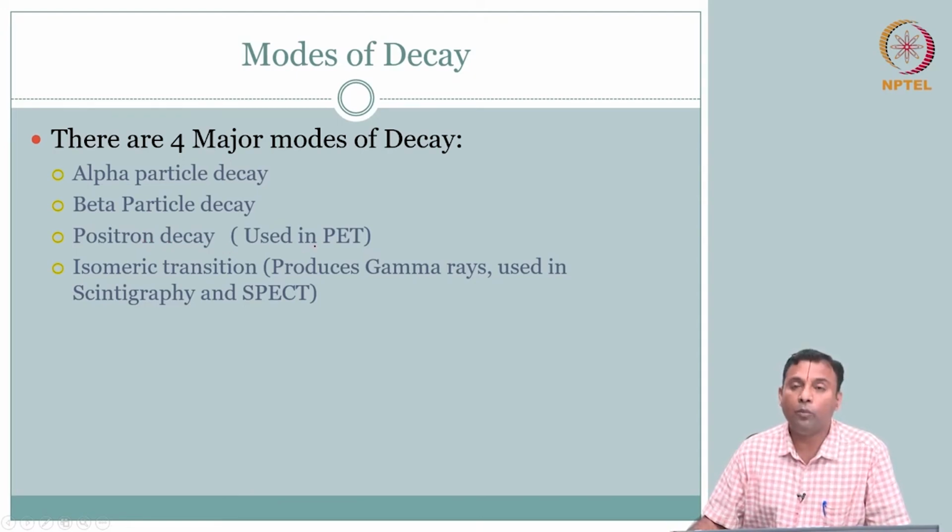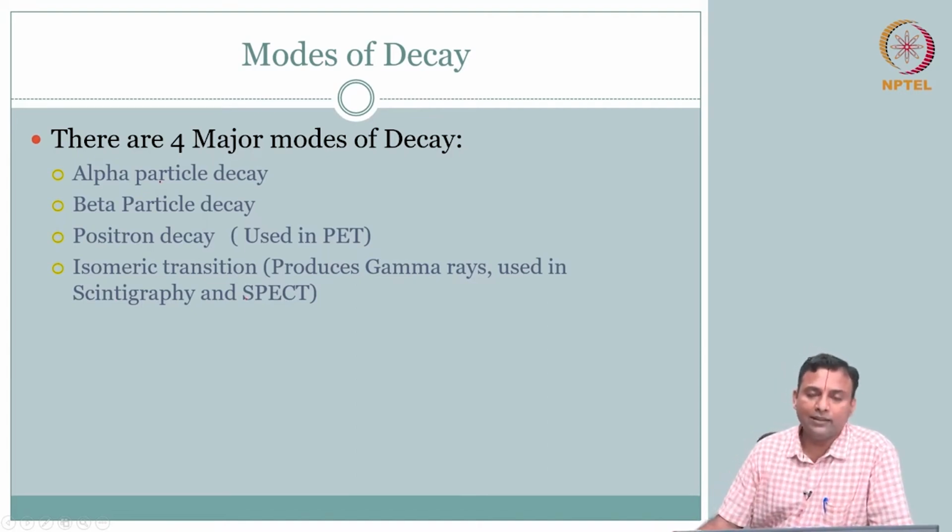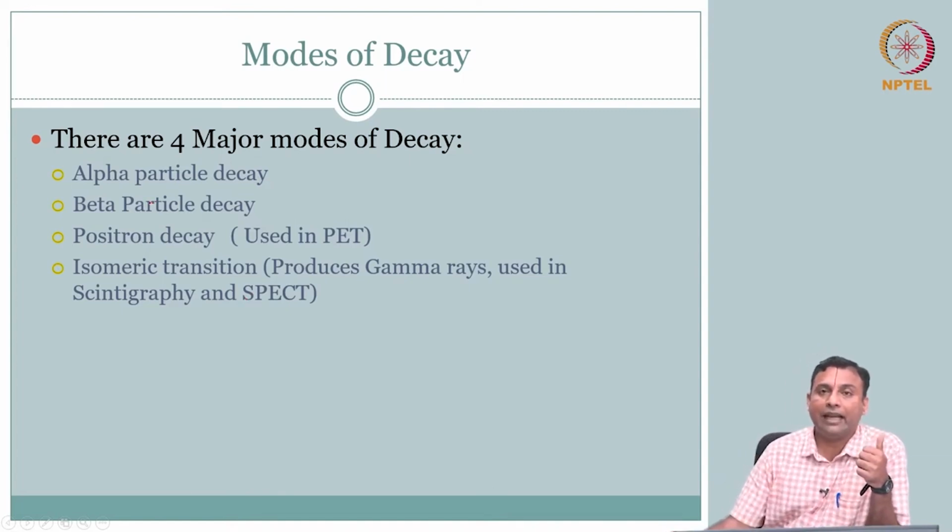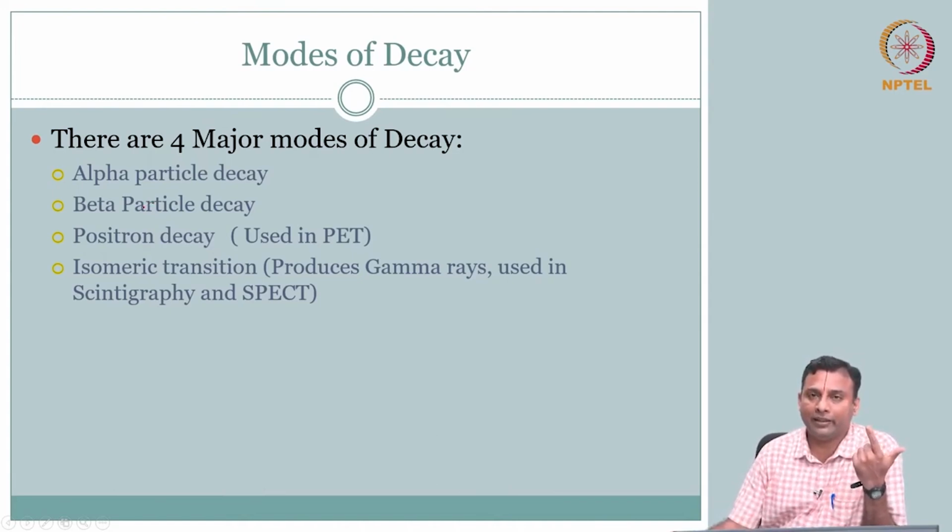It is used in positron emission tomography, so this is used in medical imaging. Isomeric transition, which produces gamma rays, is used also in nuclear medicine, scintigraphy and SPECT. We will see that. So, we had particulate interaction in X-rays and electromagnetic radiations. Here also there are particulate radiations and electromagnetic radiations. Like before, these are not of interest to us.